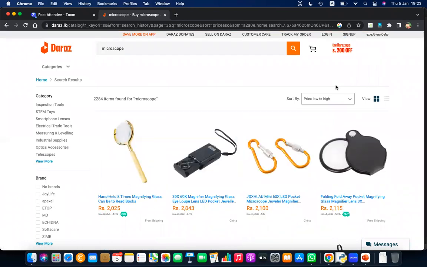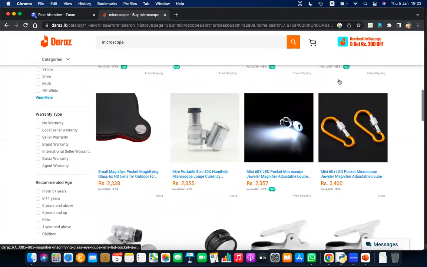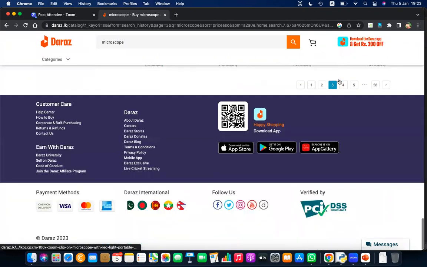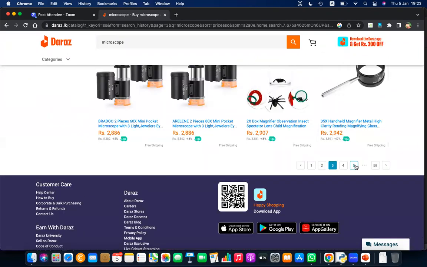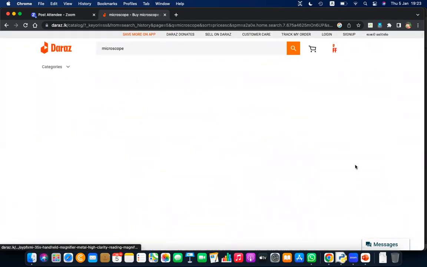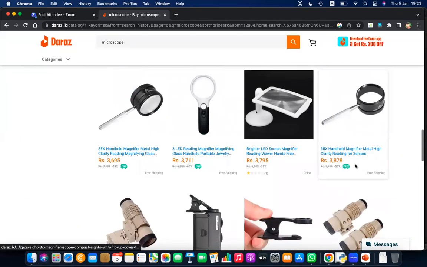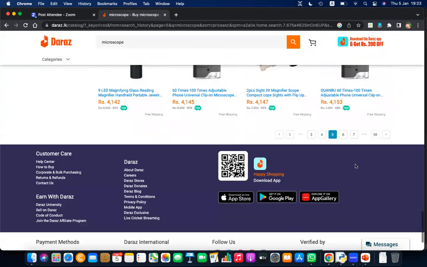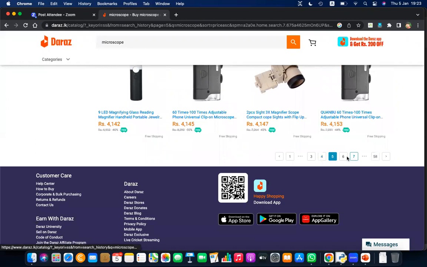That is enough. We can do something. Therefore, my advice is go for this kind of microscope, and that will do your work. Wait, let me show. Not this, not this, not this. I think it's on the 6th page.